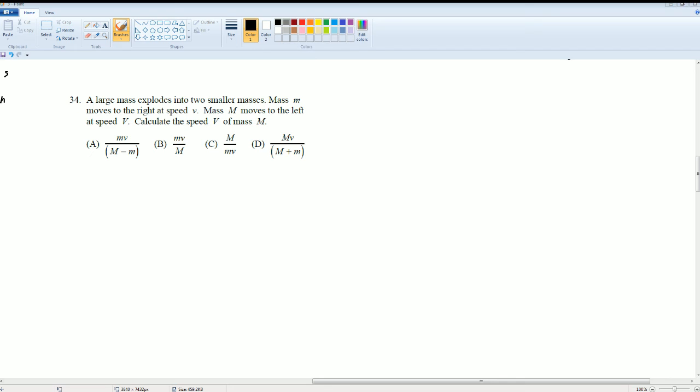34. A large rocket, no, sorry. This is a large mass that explodes into two small masses. Mass m moves to the right at v, mass m moves to the left at v. Calculate the speed. Okay, so that's a very easy one to do.